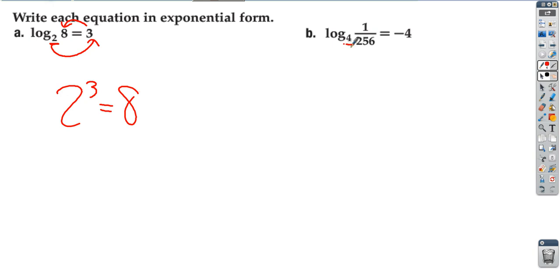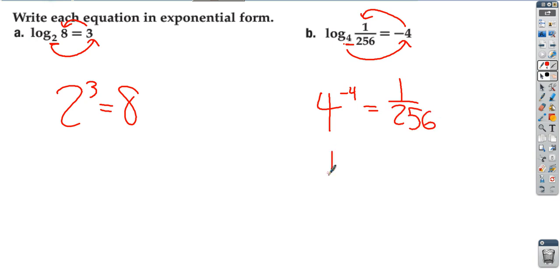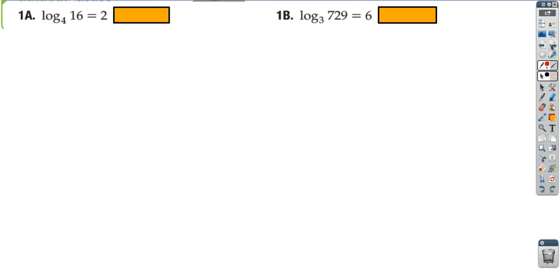Same thing right here. This number raised to this power equals that answer. So 4 to the negative 4 is equal to 1 over 256. And remember, when you're raising to a negative exponent, that's the same as flipping it and making it positive. So 4 to the fourth is 256.